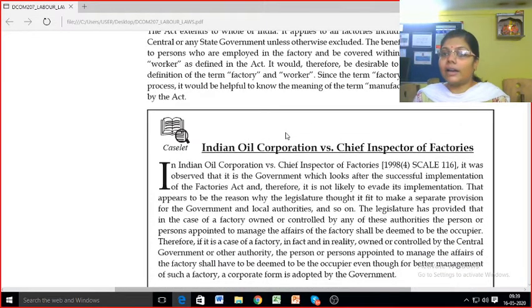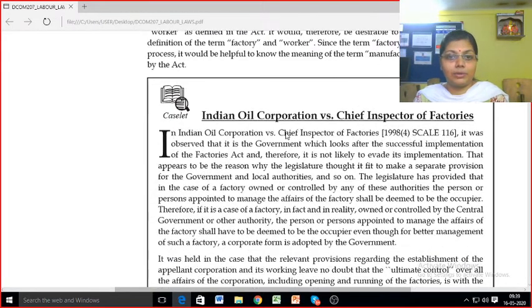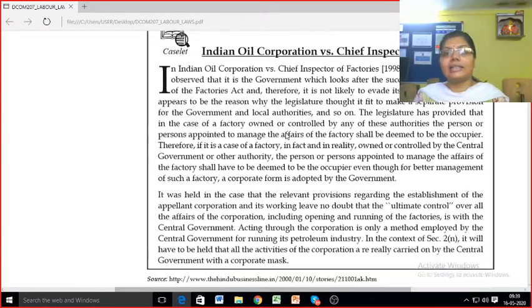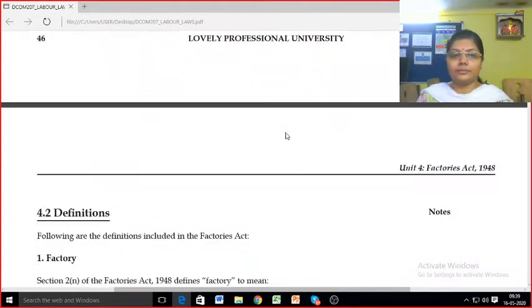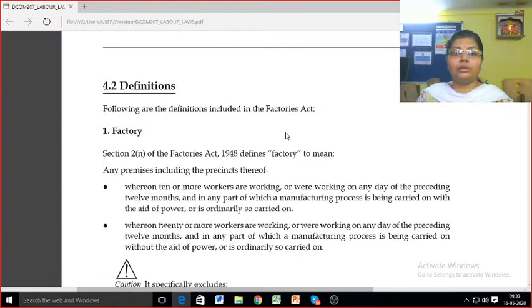Since the term factory refers to manufacturing process, it would be helpful to know the meaning of the term manufacturing process defined by the Act. See, this is Indian Oil Corporation versus Chief Inspectors of Factory. This is the caselet. We'll be going through it afterward. Now, let us come to the definition.